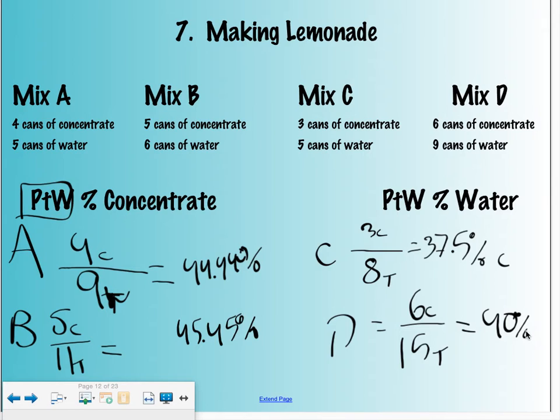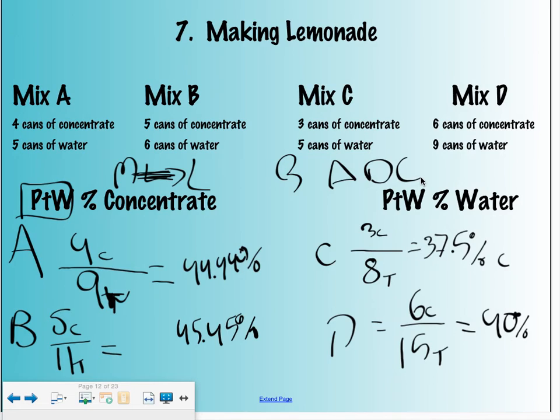So, looking at this, what's the most and what's the least in order? So, most to least. B is the most, then A, then D, then C. Okay, so now this is percent concentrate, so we pick the highest percentage, B, A, D, C. So if we were to do percent water, would we pick the highest percentage or the lowest percentage, and why?